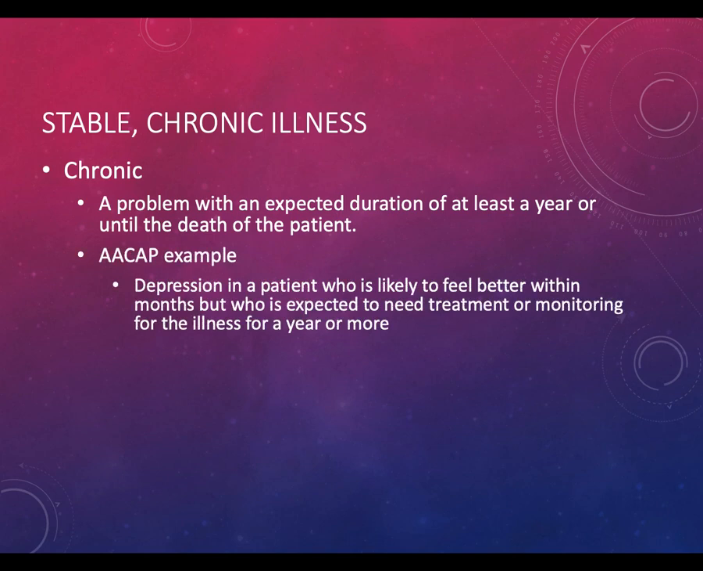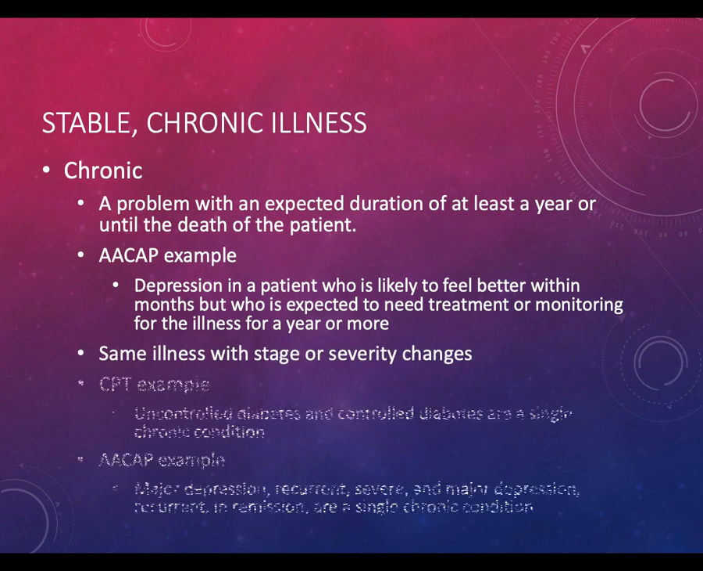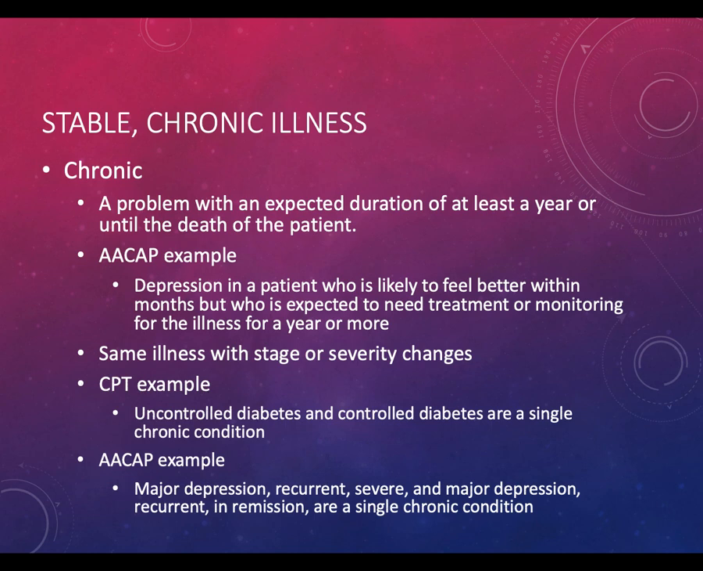An ACAP example is depression in a patient who is likely to feel better within months, but who is expected to need treatment or monitoring for the illness for a year or more. This should be considered chronic. Furthermore, all stages and severity changes for the illness are lumped together for the sake of CPT coding. An ACAP example is major depression recurrent severe and major depression recurrent in remission are a single chronic condition, as long as you are still assessing and or managing the depression.